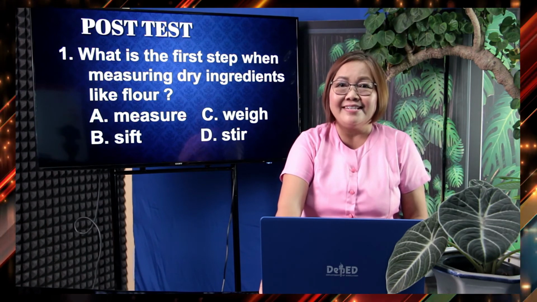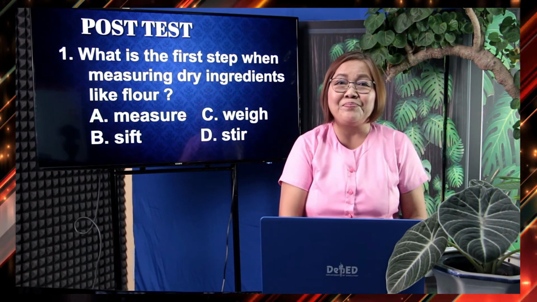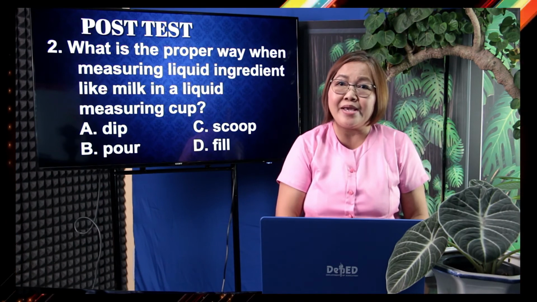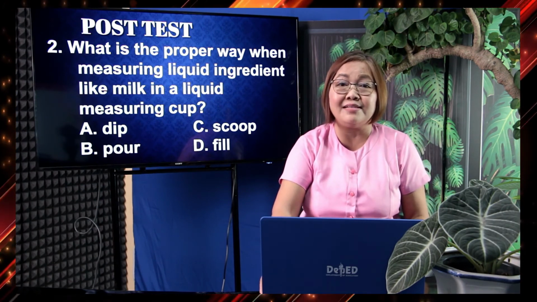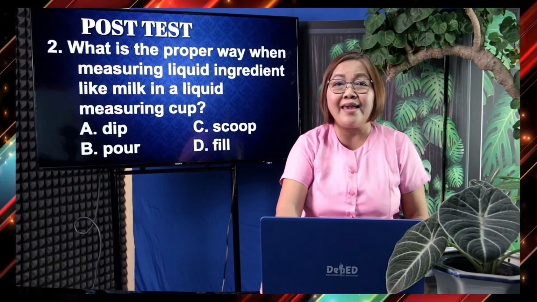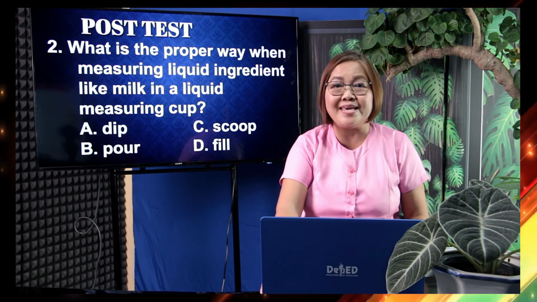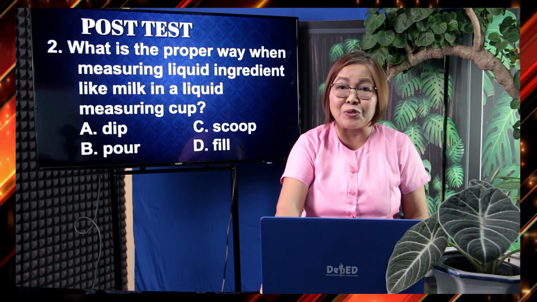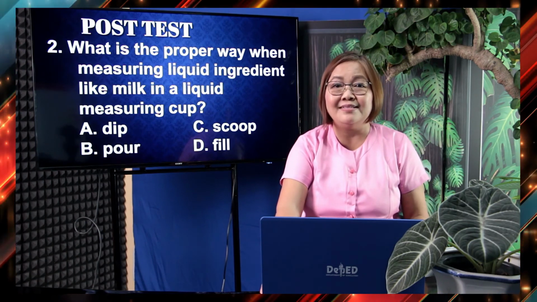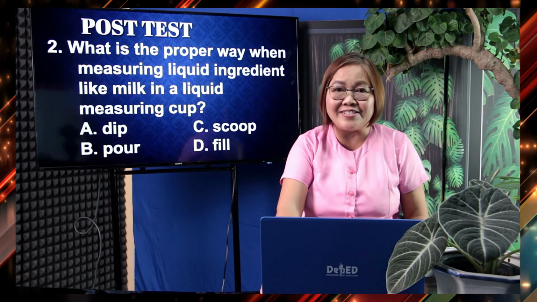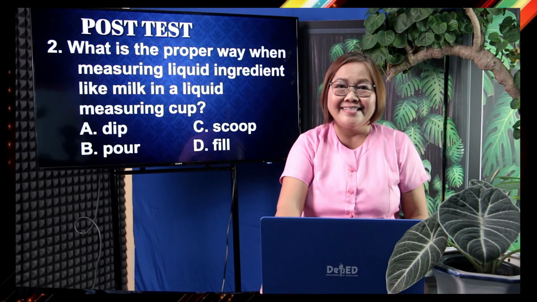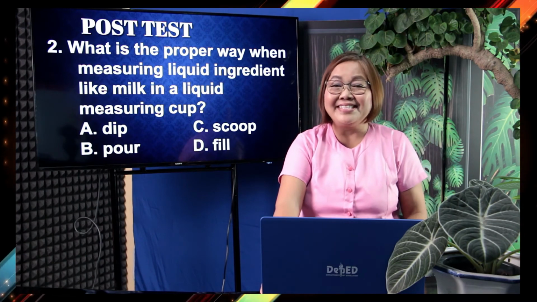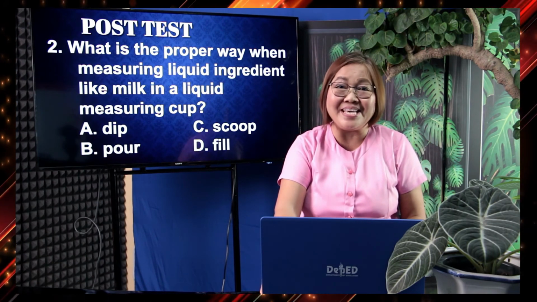Sift. Next, number 2. What is the proper way when measuring liquid ingredients like milk in a liquid measuring cup? A. Dip. B. Pour. C. Scoop. D. Fill. Time starts now. Time's up. The correct answer is letter B. Pour.